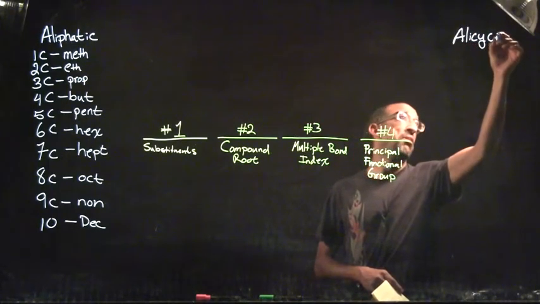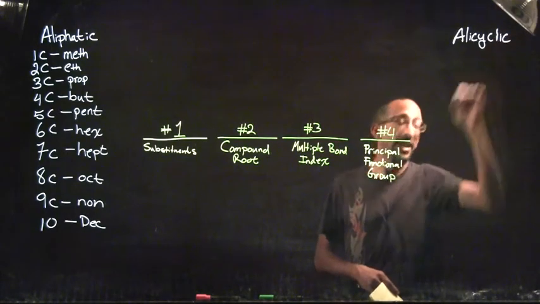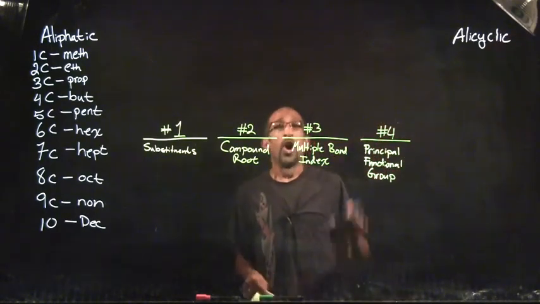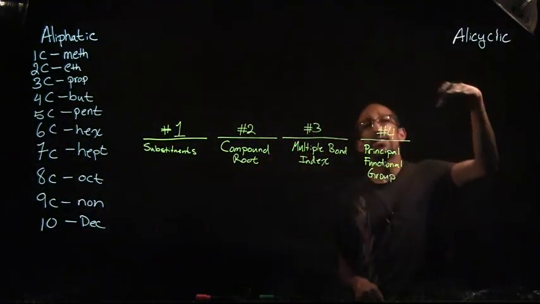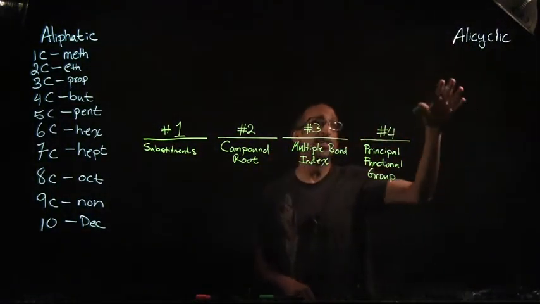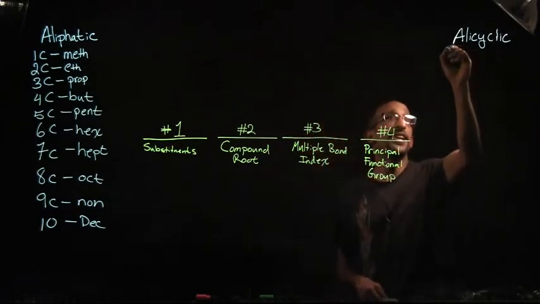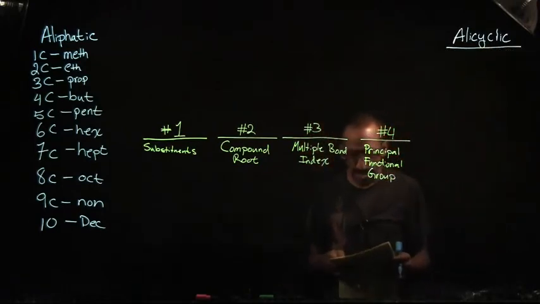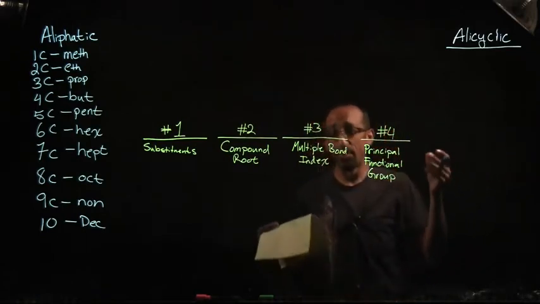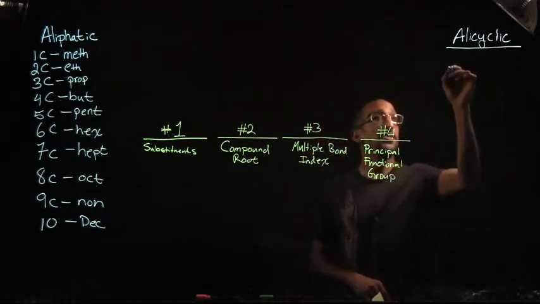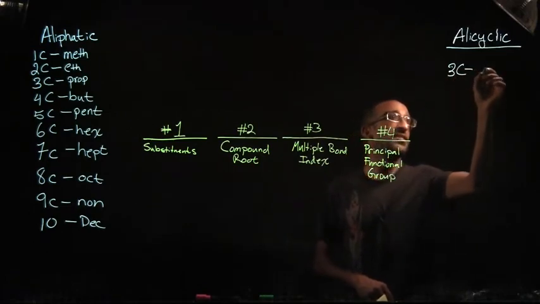For cyclic systems, so these are going to be our alicyclic compounds. All we do is just add cyclo in front of this. So again, these are ring systems that are not arenes. Any ring system that's not an arene is an alicyclic compound. And the smallest possible one, of course, has to have 3 carbons in it.